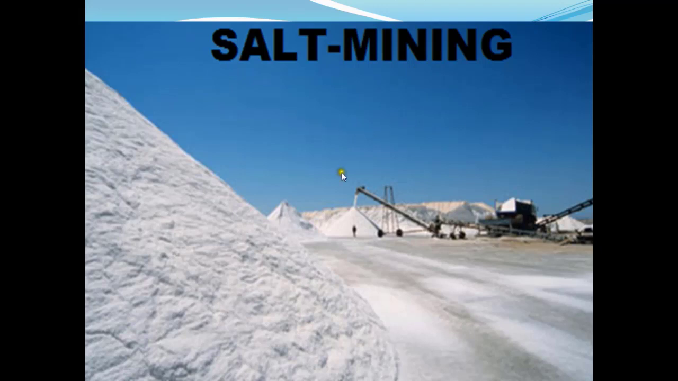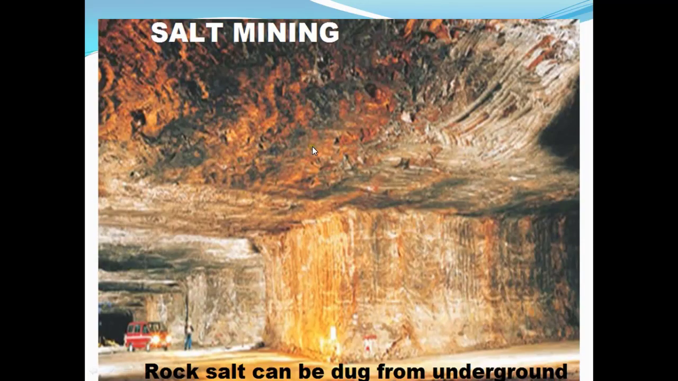If you talk about salt mining, look at the picture where you are finding the salt, and we can also dig it from the rock. Look at this, the salt mining can be done from the rock salt, which can be dug from underground, and we can get the salt from here. The salt is found about 300 meters below the ground, and in its natural impure form it is called rock salt. It is drilled and blasted out and then brought to the surface.